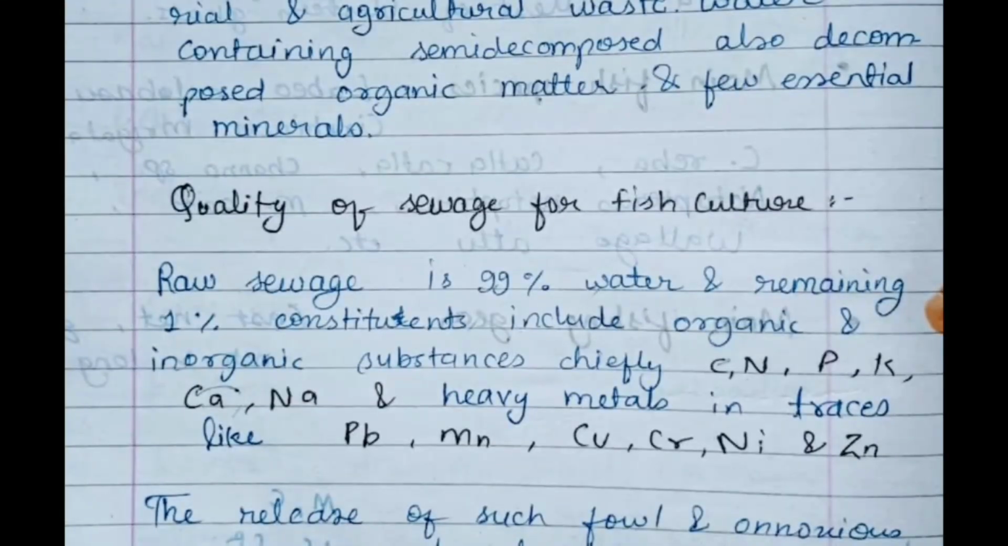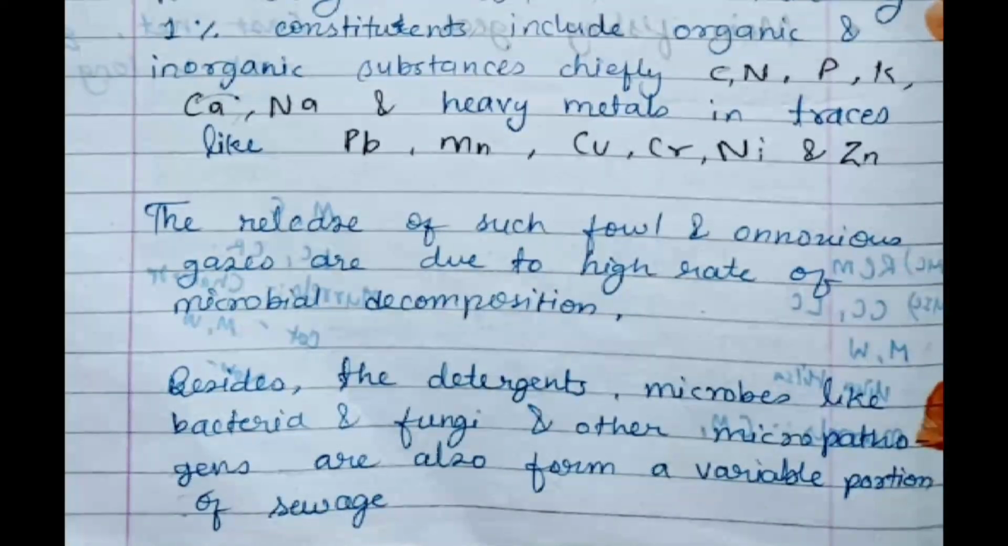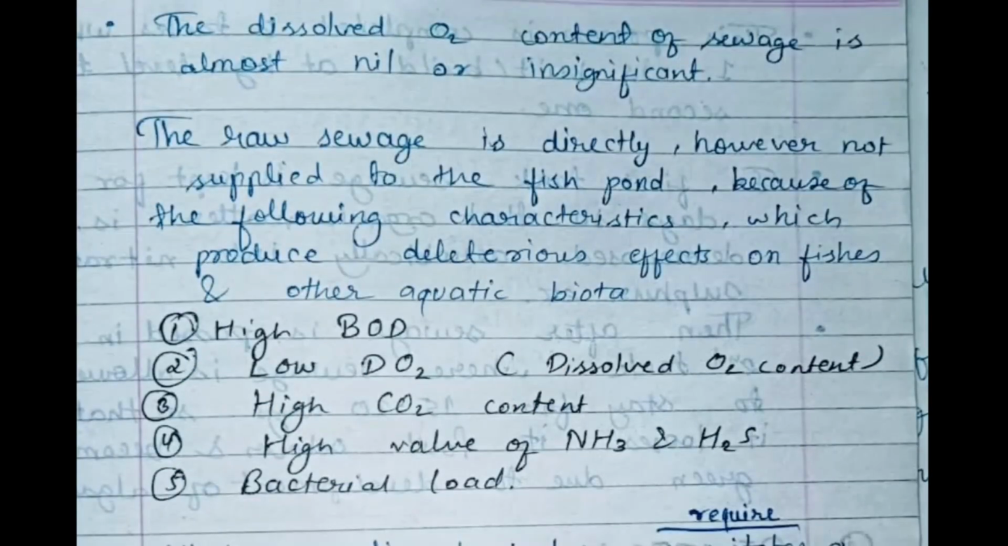Raw sewage is 99% water and the remaining 1% constituents include organic and inorganic substances, chiefly carbon, nitrogen, phosphorus, potassium, calcium, and sodium, and heavy metals in traces like lead, manganese, copper, chromium, nickel, and zinc. The release of foul and noxious gas is due to the high rate of microbial decomposition. Besides the detergents, microbes like bacteria and fungi and other micropathogens also form a variable portion of sewage. The dissolved oxygen content of sewage is almost nil or insignificant.